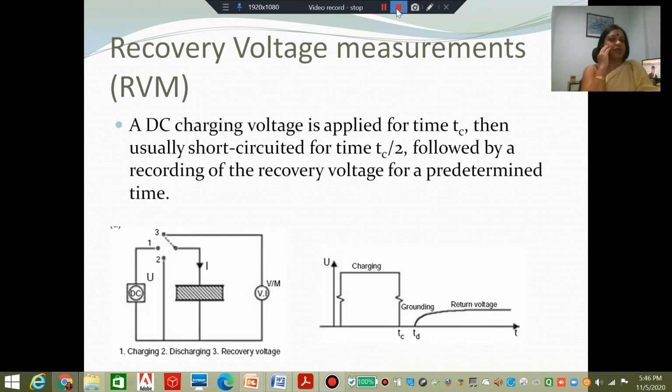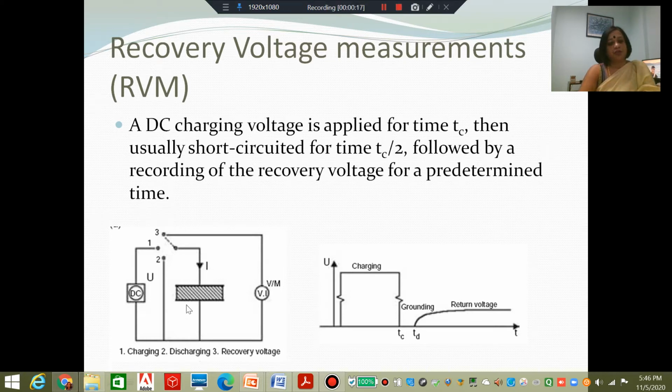So after dielectric spectroscopy, we will now discover a few other non-destructive diagnostic techniques which can be used in order to determine the condition of insulation. The first technique that we shall discuss is that of the recovery voltage measurement.